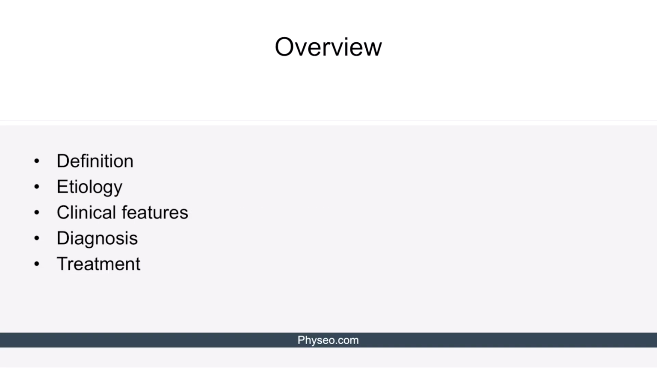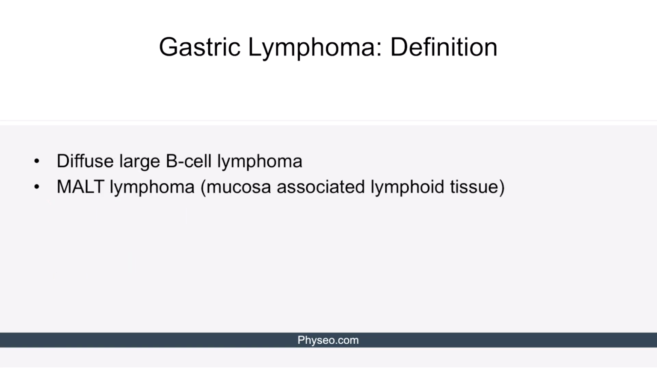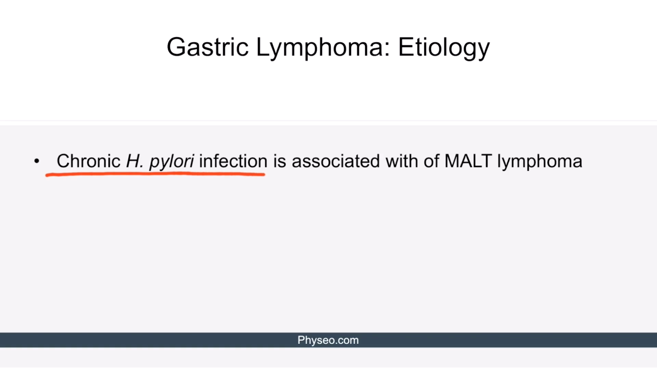We will be discussing the definition, etiology, clinical features, diagnosis, and treatment of gastric lymphoma. Gastric lymphoma can be one of two types of lymphoma. One type is a diffuse large B-cell lymphoma. Another type is MALT lymphoma, which is a lymphoma arising from mucosa-associated lymphoid tissue. Chronic H. pylori infection is the most common cause of MALT lymphoma.